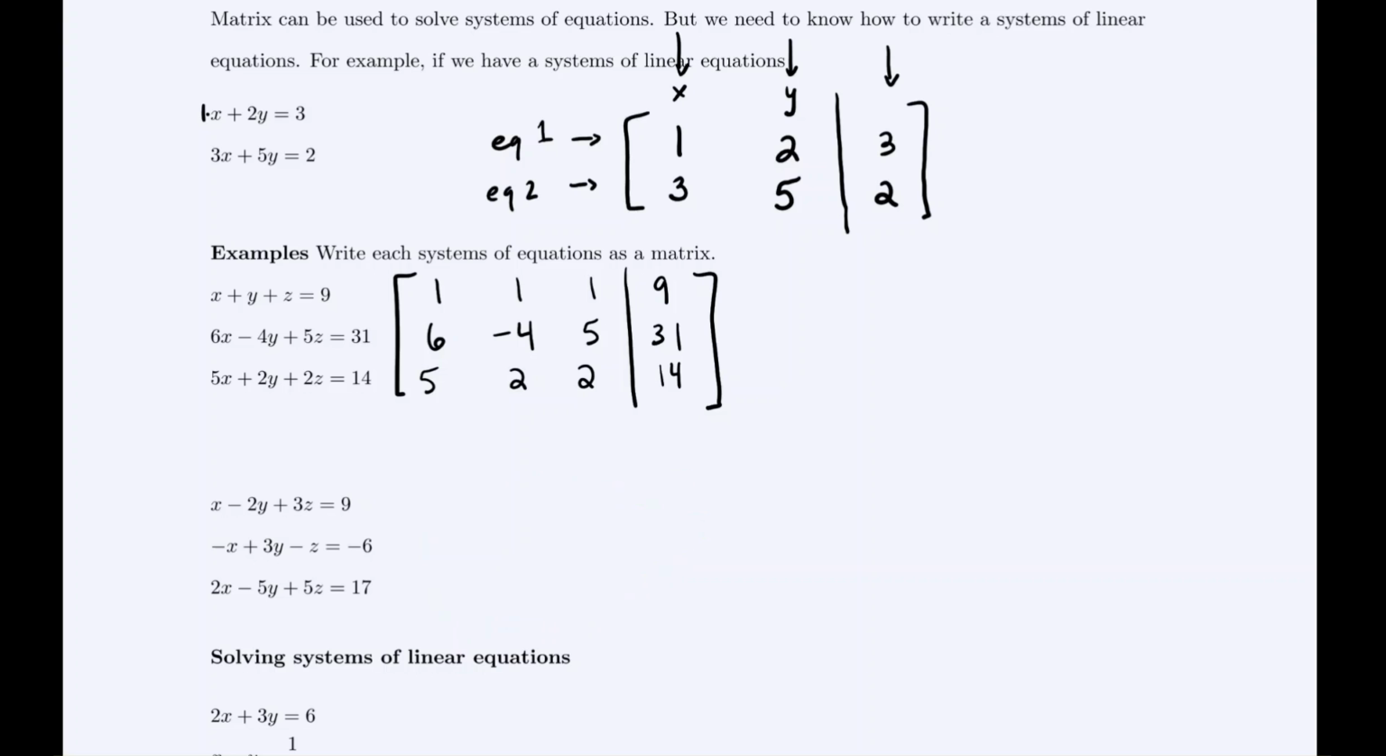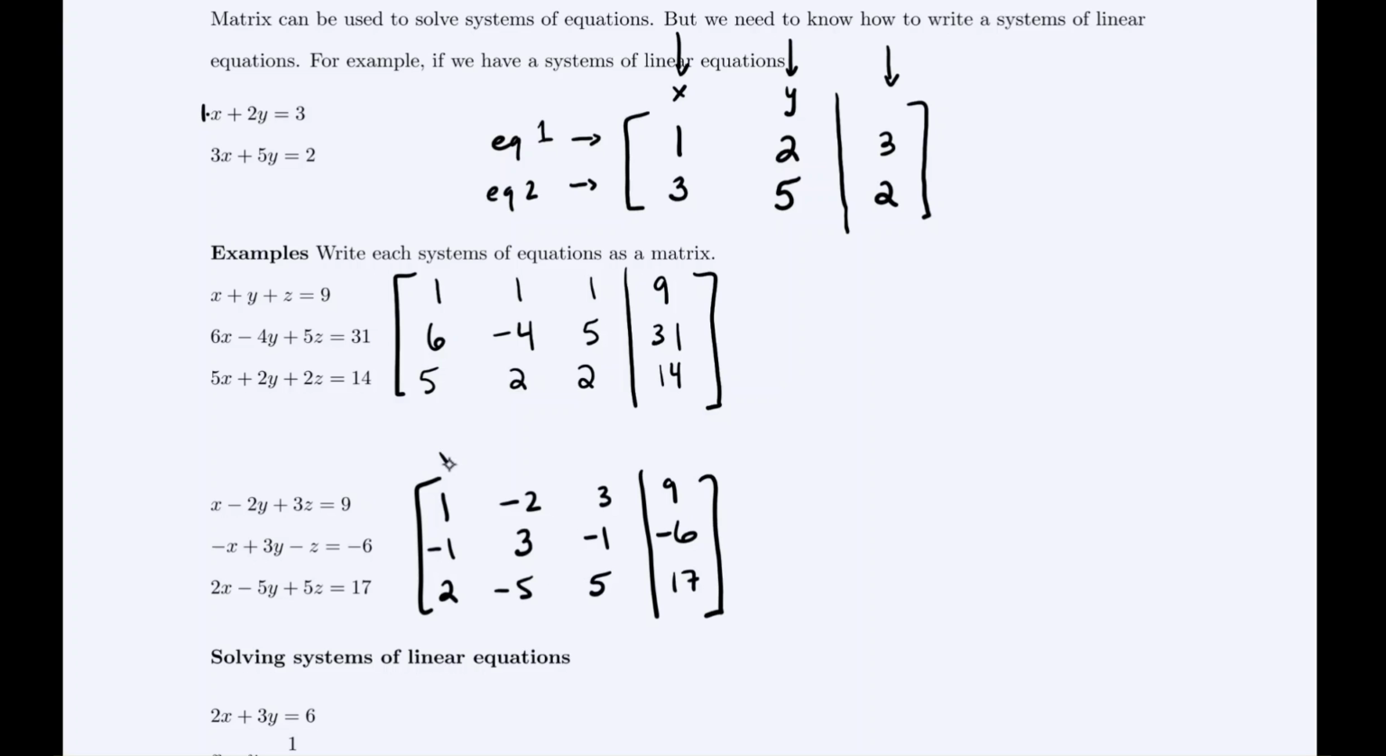Now looking at this, since we've got 3 equations, we know we're going to have 3 rows, and there's 1, 2, 3, there's going to be 4 columns. The first equation has an x coefficient of 1, y coefficient of -2, z coefficient of 3, equal to 9. The second row has an x coefficient of -1, y coefficient of 3, z coefficient of -1, and then equal to -6, then a 2, -5, 5, and 17.